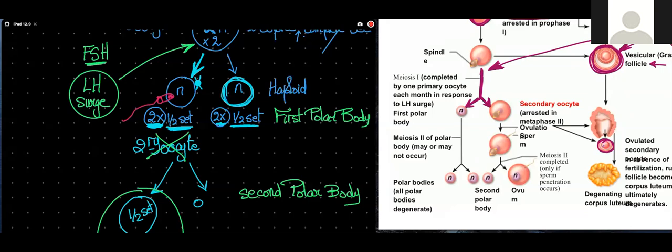So this results in what? This results in formation of a secondary oocyte and first polar body. Is this secondary oocyte a mature egg? It's not a mature egg.